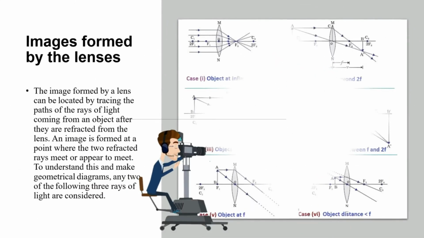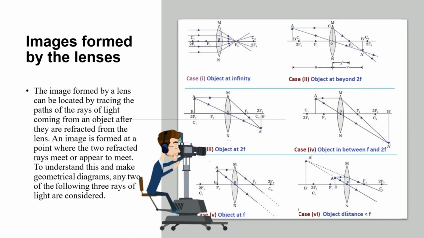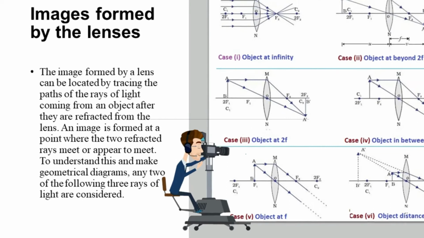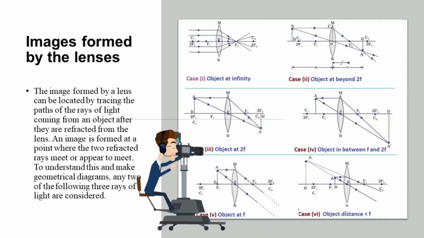Images formed by the lenses. The image formed by a lens can be located by tracing the paths of the rays of light coming from an object after they are refracted from the lens. An image is formed at a point where the two refracted rays meet or appear to meet.